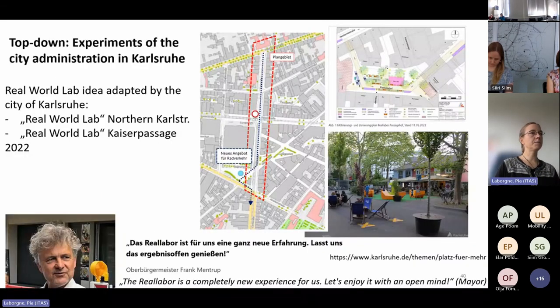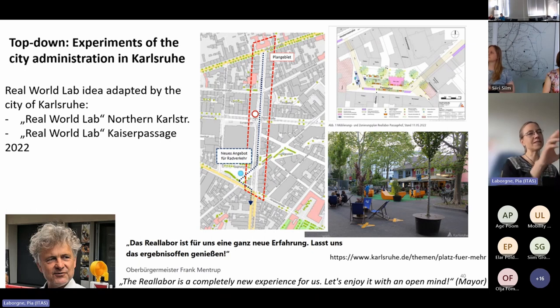Then we have a more top down sort of experiment, which, for example, in Karlsruhe, came from the city of Karlsruhe. They took up this idea of real-world lab and adapted it to the city. It was not really corresponding to how we define the concept, but still it's nice that the people in the city administration see this possibility and use it and also dare to do it, because it's a risk also. And they get, of course, a lot of controversies around it.